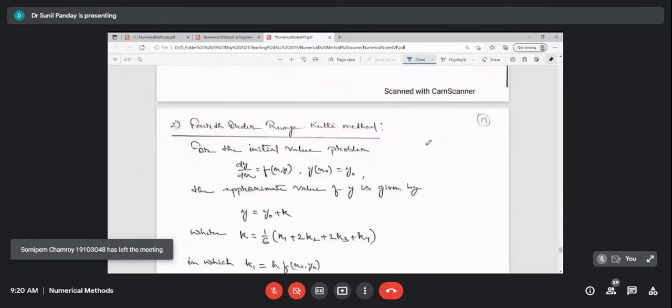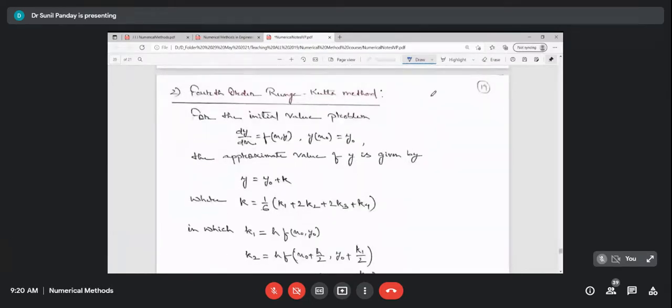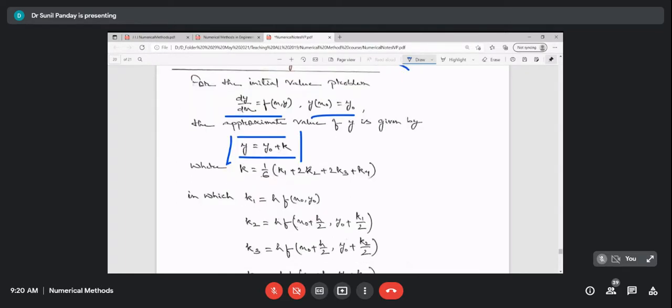Then we have the Runge-Kutta fourth order method, and this is a very popular method. In this method we calculate like this. This is our initial value problem with the initial condition, and here the approximation of y is y equals y0 plus k, where k is given by the average of the slopes k1, k2, k3, k4.